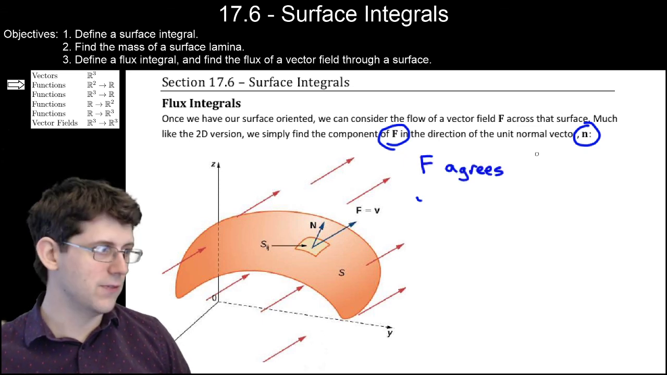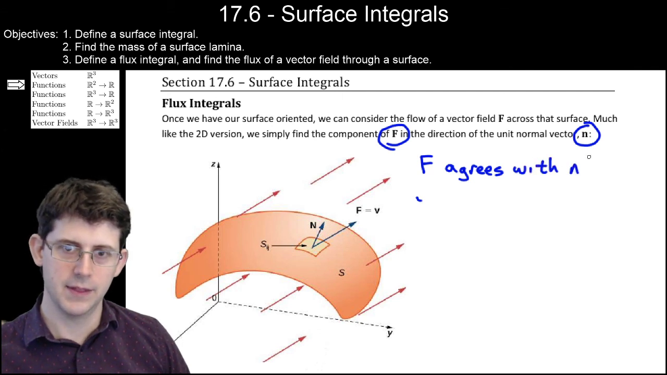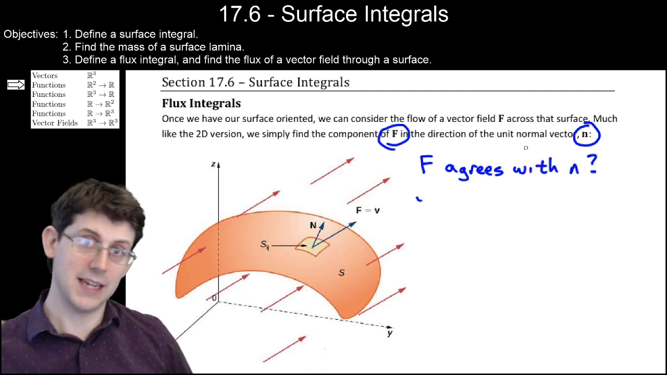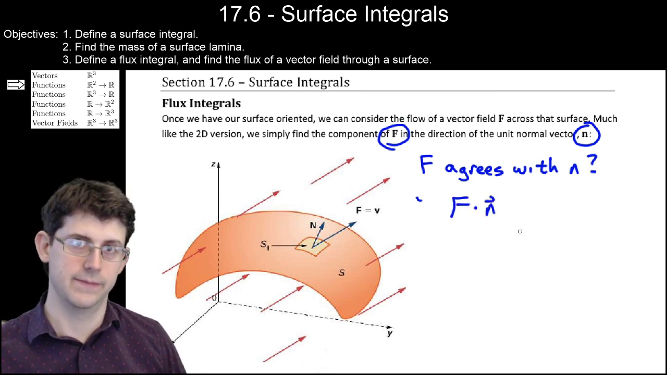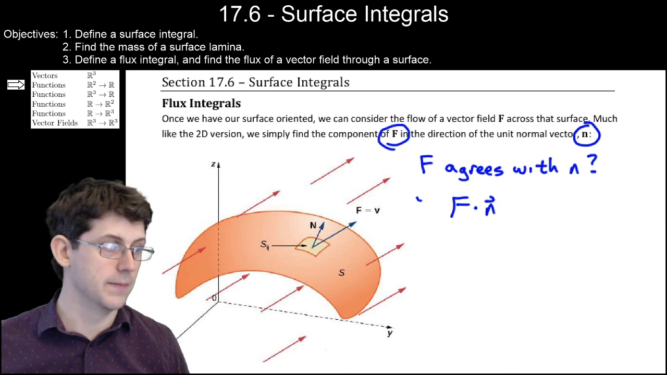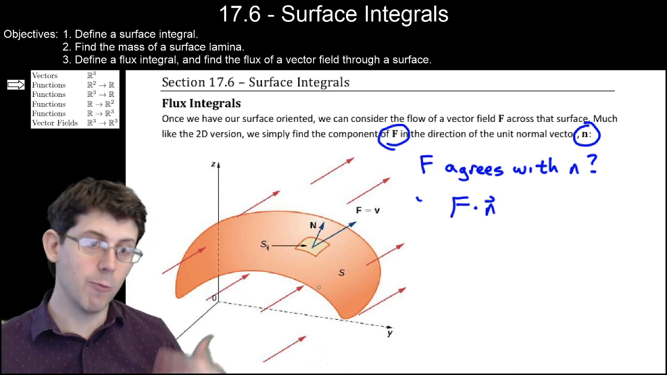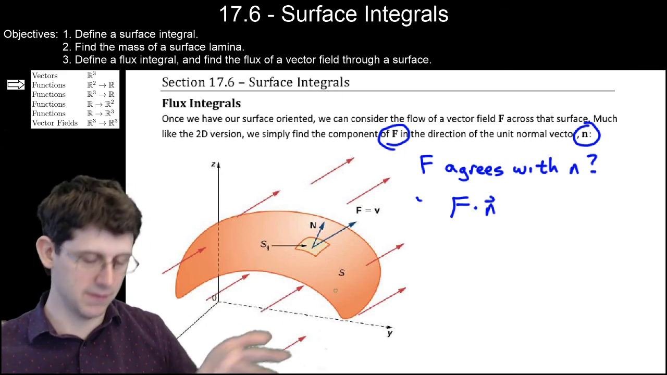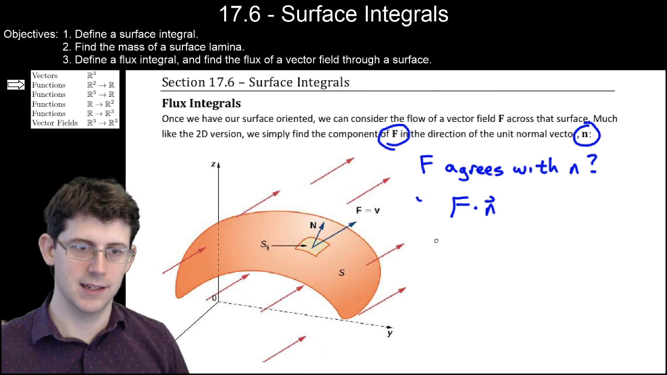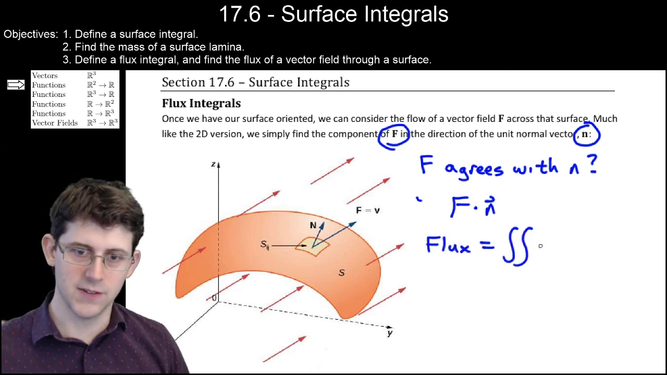So how do you find out how much a vector agrees with another vector? You find out how much a vector agrees with another vector by taking their dot product. So the flux integral for a surface, to figure out how much of the vector field is captured by flux through the surface, is the surface integral of F dot n.